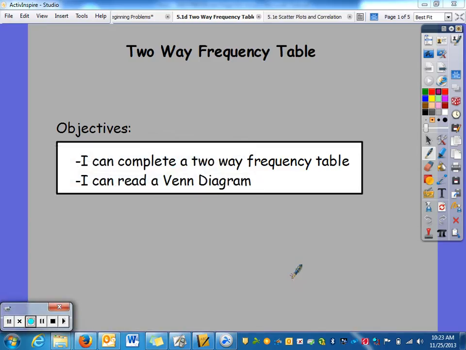So in this video we're going to talk about two-way frequency tables. This is another way to represent data. So your objective is that you can complete a two-way frequency table and then you can read a Venn diagram. Which you should be familiar with. Hopefully you have seen those in the past. And you may have seen a two-way frequency table in middle school too.